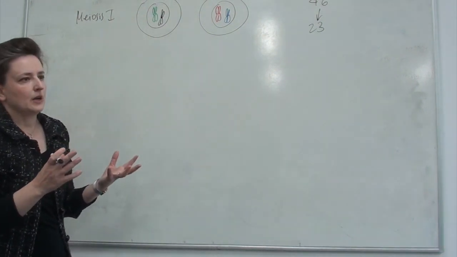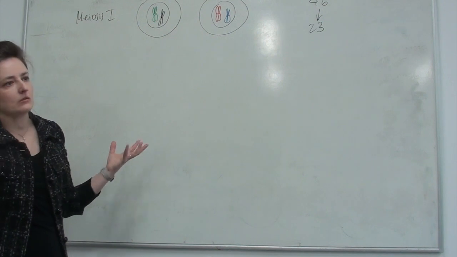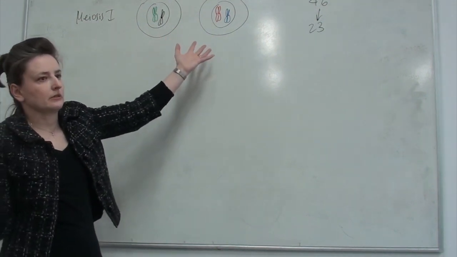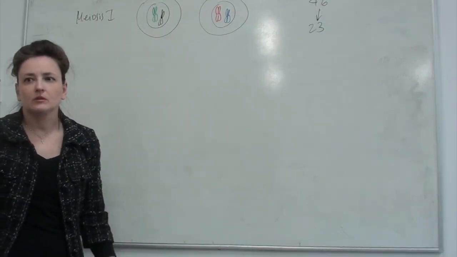So why do we need meiosis 2? Has anybody got a suggestion? What's wrong with these cells? The sister chromatids are still connected.